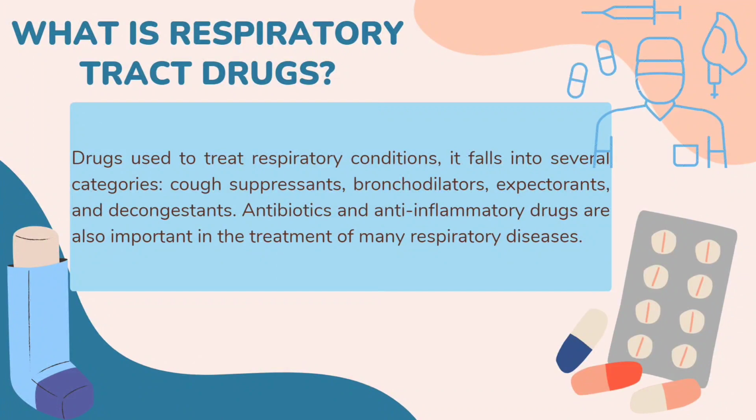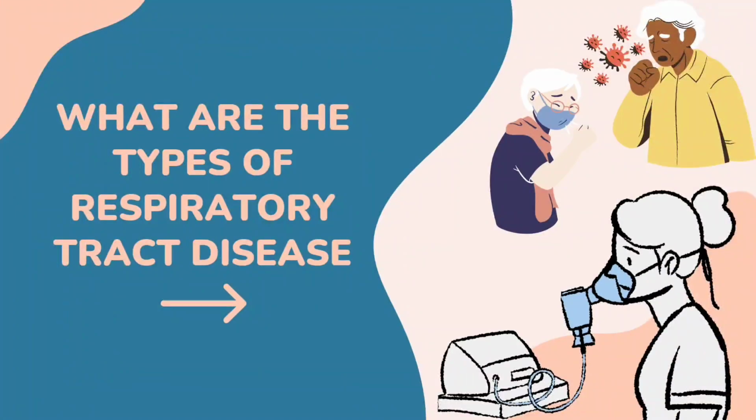So what is respiratory tract drugs? These are the drugs used to treat respiratory conditions. It falls into several categories: cough suppressants, bronchodilators, expectorants, and decongestants. Antibiotics and anti-inflammatory drugs are also important in the treatment of many respiratory diseases. So what are the types of respiratory tract diseases?